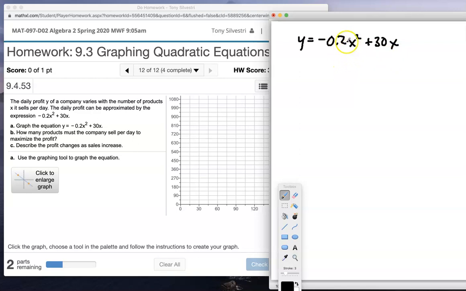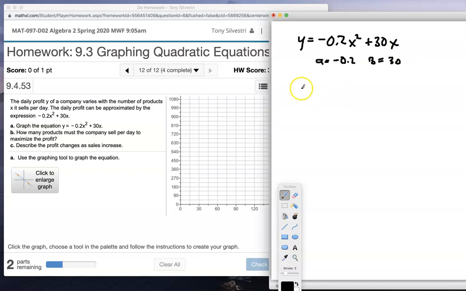This graph is going to go down. Why? Because the number in front of the x squared is a negative number. So it's going to go down. But what do we do to graph it? I need my A. A is negative 0.2 and my B is 30. Okay, I don't need C. We never need C. C is 0. If you don't see it, it's plus 0.